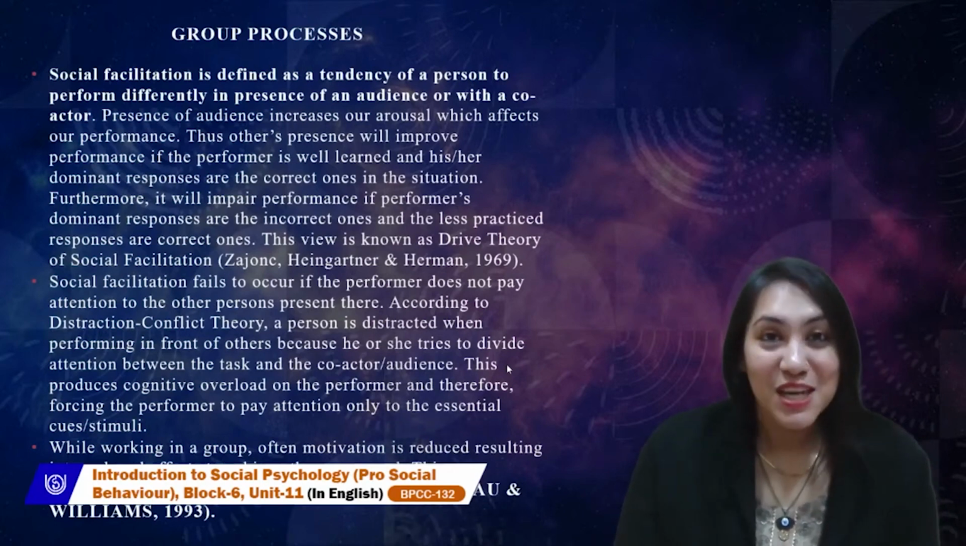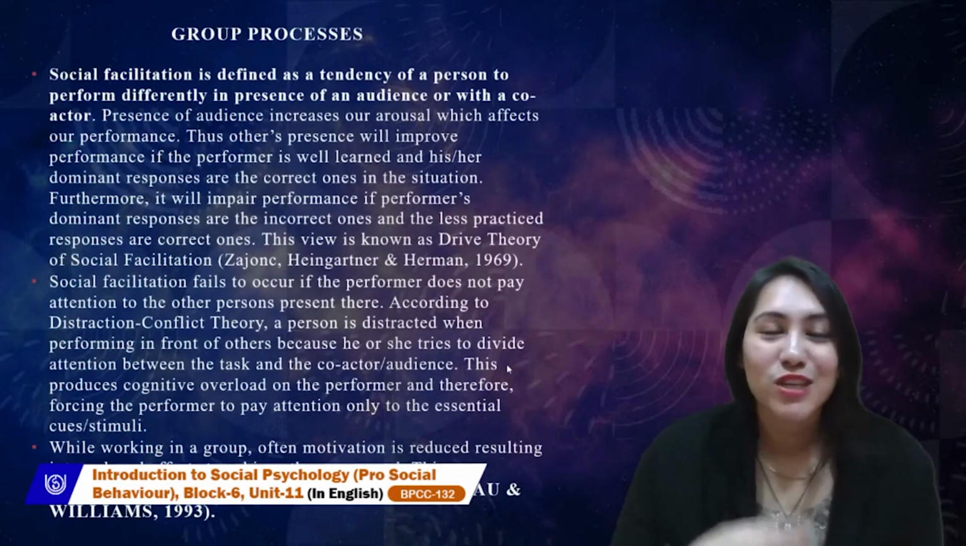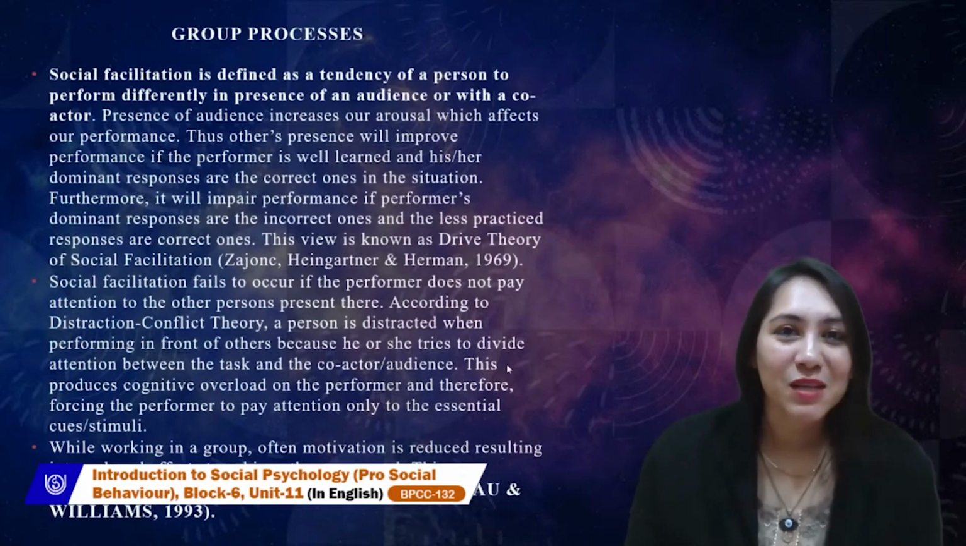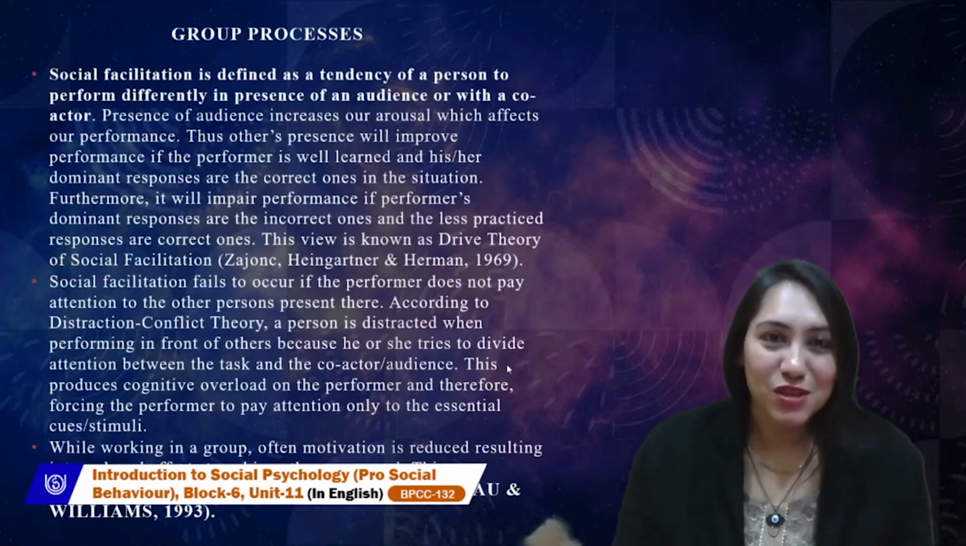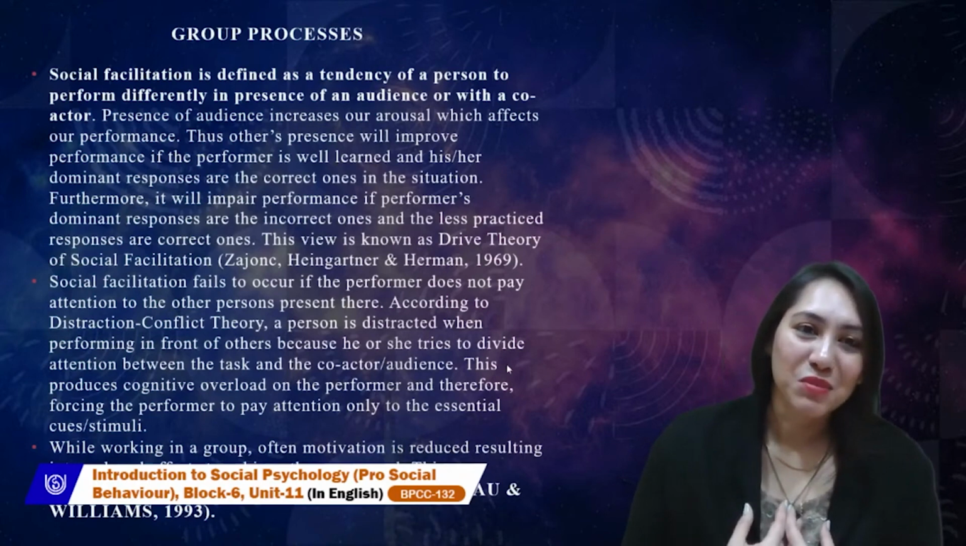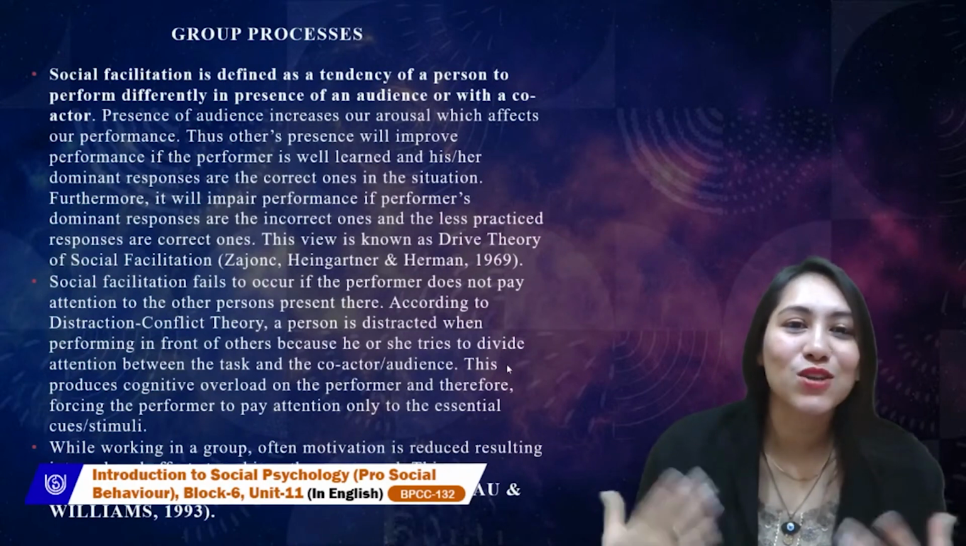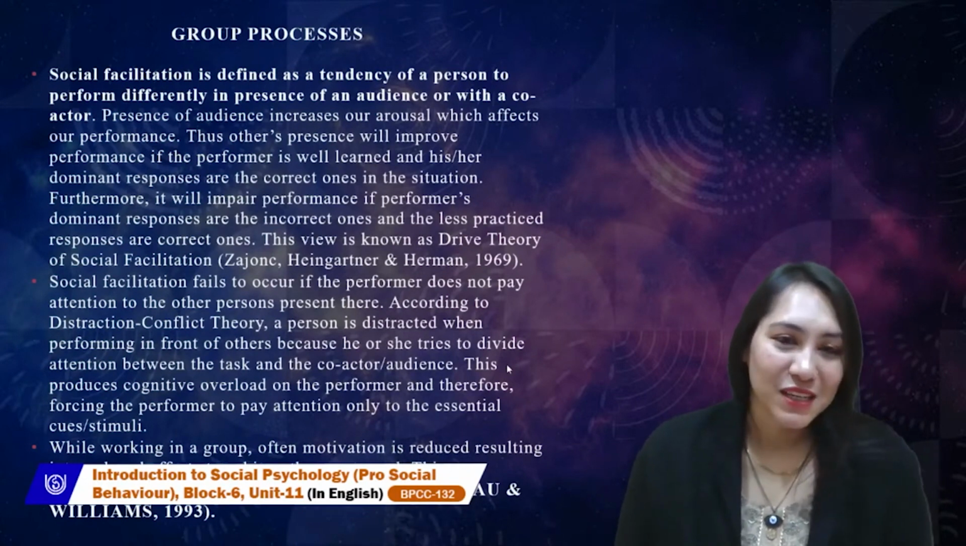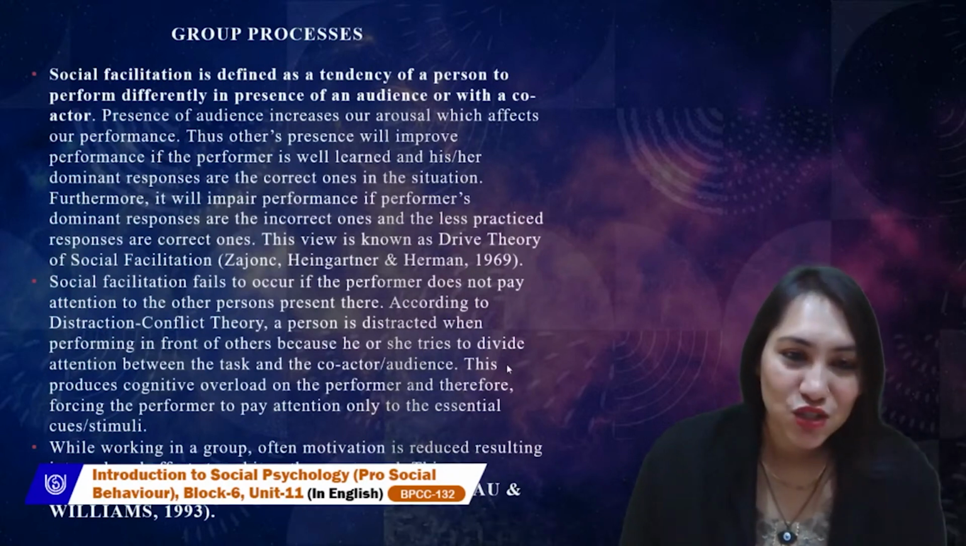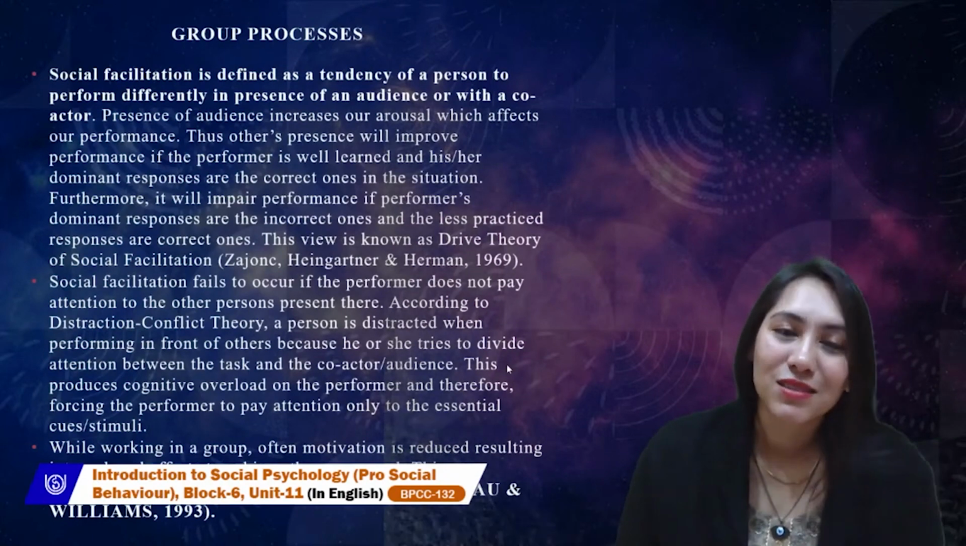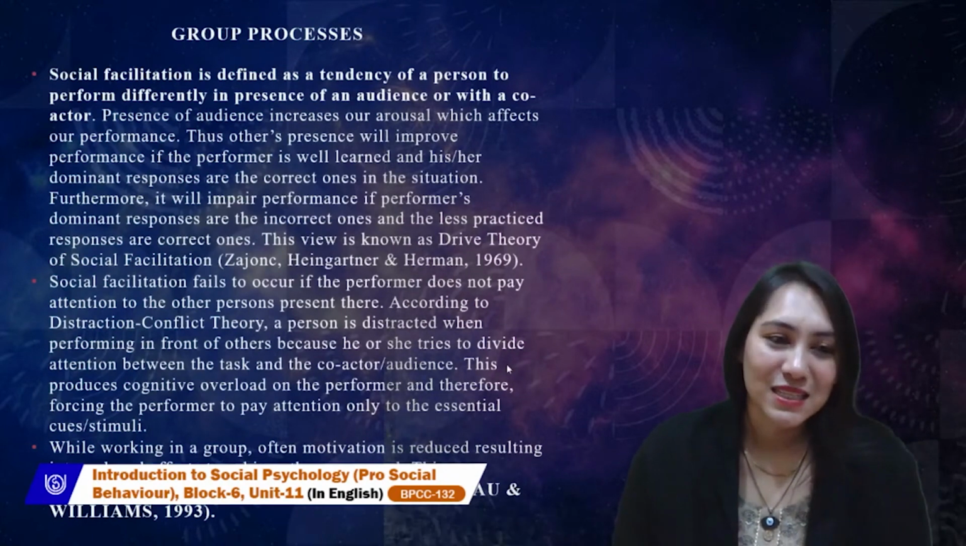And at times, you keep saying wrong answers, keep dominantly performing incorrectly, because you see a group which is of your likability. People who increase your arousal because of the likability. So this is social facilitation given by Zajonc, Heingartner, and Herman in 1969.